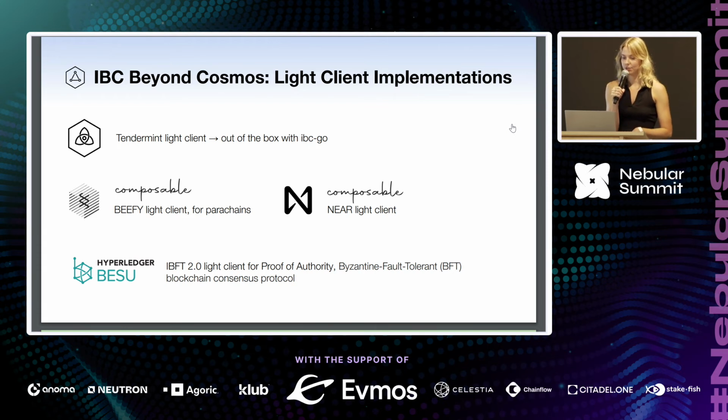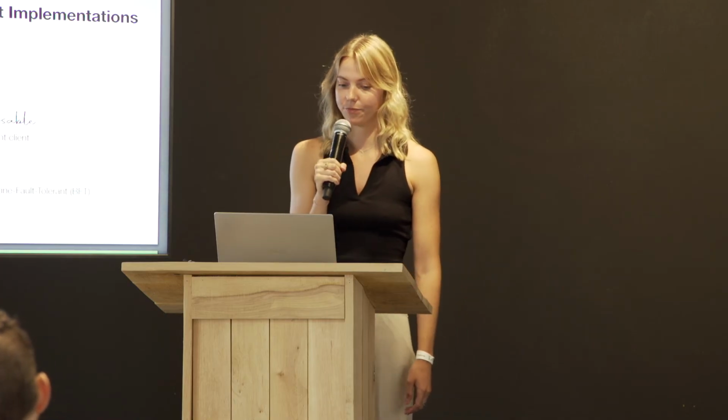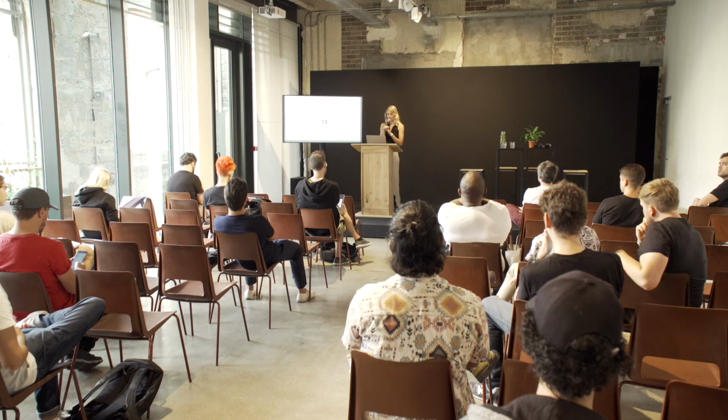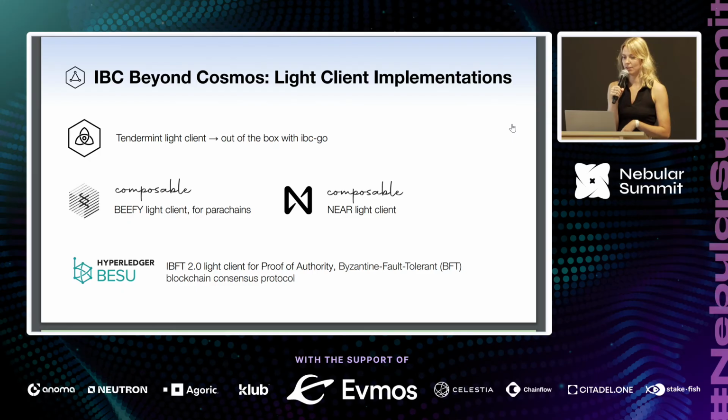So Composable are developing 2 light clients to extend the reach of IBC. The first one that they've developed, and it will be going live, I think, in this quarter, is the Beefy light client. So this would connect Cosmos with parachains in Kusama and Polkadot. And they've also started work on a Near light client. So this would enable us to connect to the Near ecosystem. And there's also enterprise applications of IBC. So Hyperledger Besu has a light client for their proof of authority-based consensus mechanism. So yeah, these are just 4 examples of IBC being developed for use outside of the Cosmos ecosystem, which I think is really exciting and really reinforces this notion that IBC can be a cross-chain communication interoperability standard.